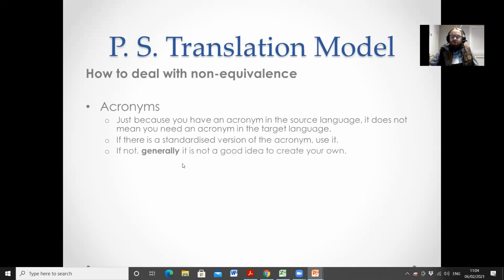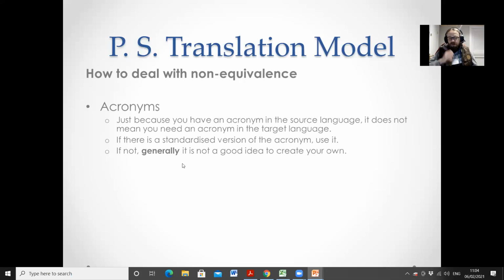Okay, because you might create something that doesn't exist, something that might create confusion with something else, and ultimately, something that might create confusion, and especially for healthcare language, don't create acronyms, don't create abbreviations. Either use the full version of what that abbreviation refers to, or use the original abbreviation from the English.